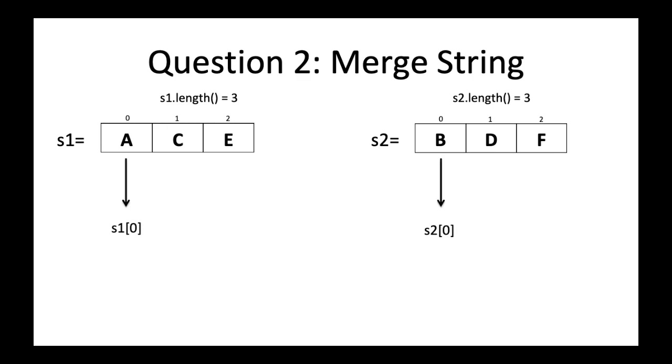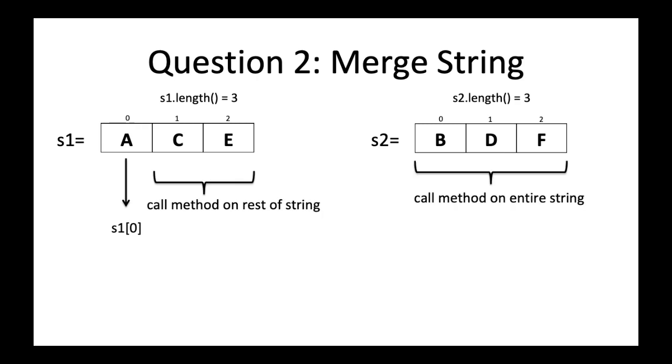What we will do first is take a look at the first character of each string and compare them. The character which comes first alphabetically is taken, and the method is called on the remainder of the string from which it was taken and the entire second string. In this case, since A comes before B, we will take A and call the method on the remainder of the string, which is a substring of A from position 1, as well as all of S2.